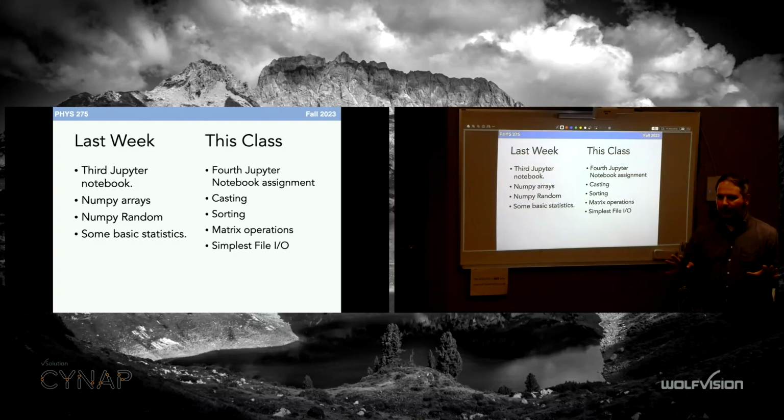So the whole idea behind this class is that somebody gives you data, and now you need to do something with it. So casting, sorting, how can I order my data, and matrix operations, which is very useful if you are starting to think about machine learning, which is essentially just all matrix operations all the time. And the simplest file I/O there is.